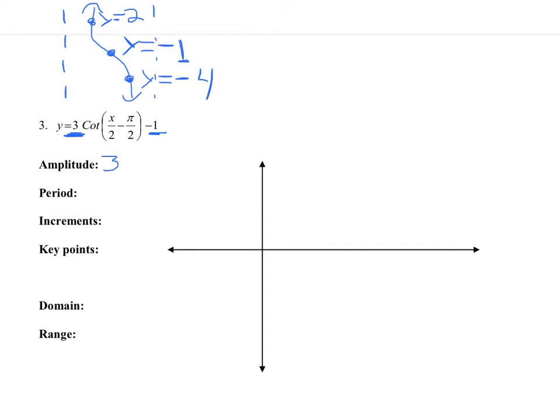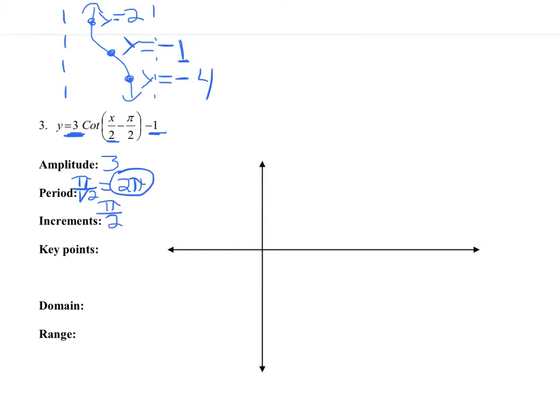Okay, let's do the details. The period. Now the period's pi divided by the b value. Now it's not 2, this is 1/2 x. So if you take pi divided by 1/2, it's the same as multiplying it by 2. So the period's 2 pi. The increments, if you take 2 pi and divide it by 4, that gives us pi over 2.